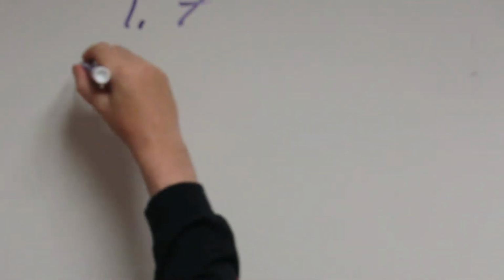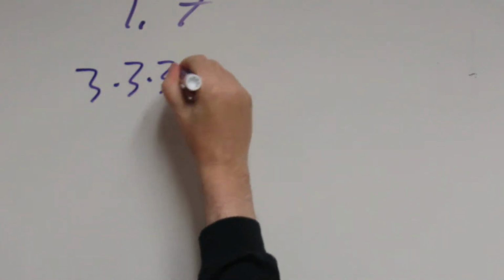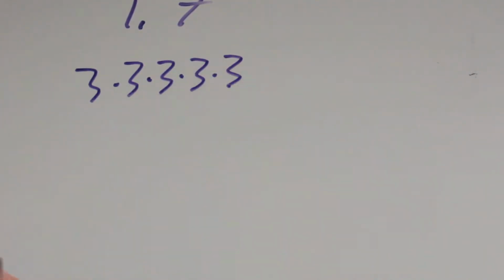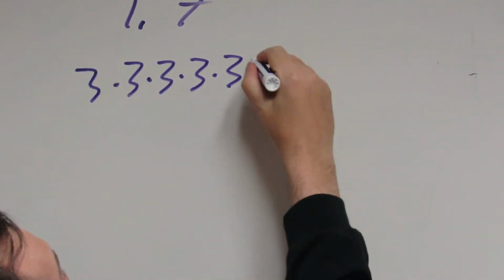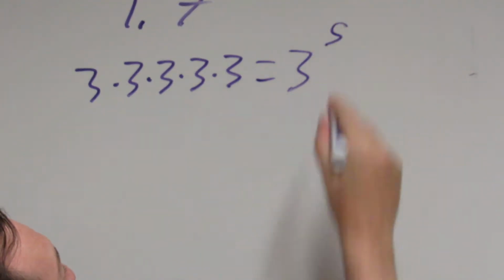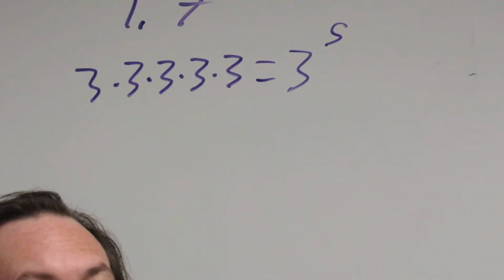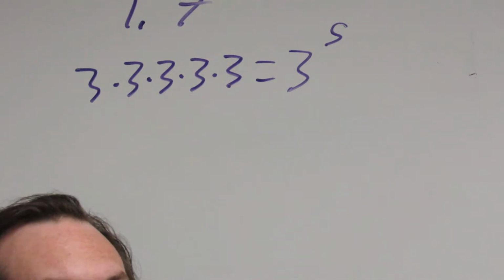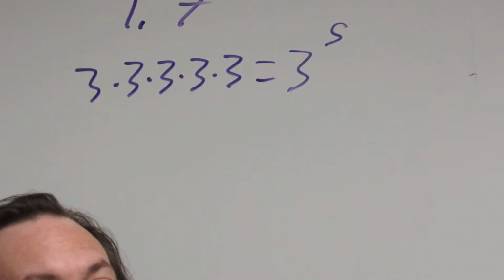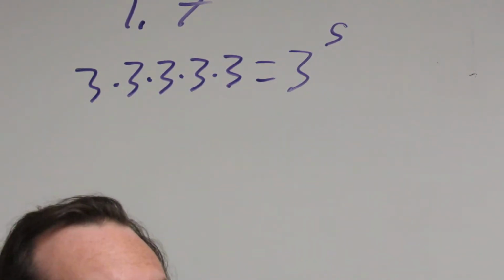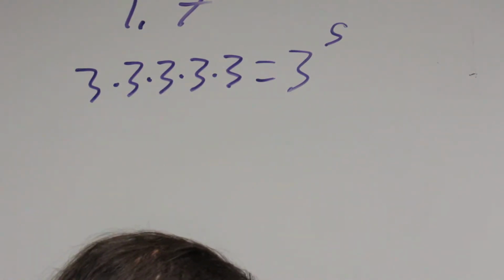Okay, the next section is 1.7, and it's going to be talking about exponents. So if we have 3 times 3 times 3 times 3 times 3, that is 3 to the 5th. What 3 to the 5th means is that you're multiplying 3 by itself 5 times. So 3 is a factor 5 times.